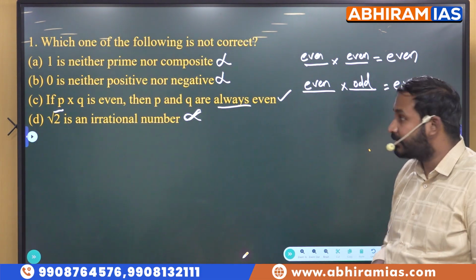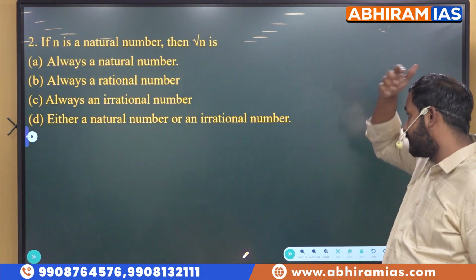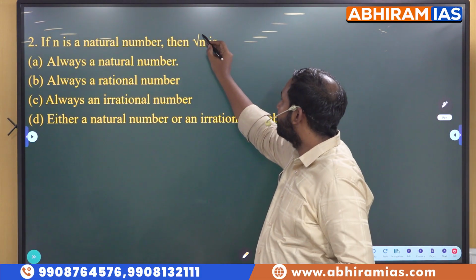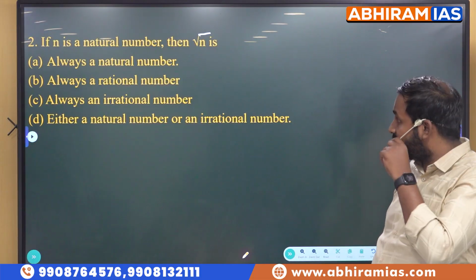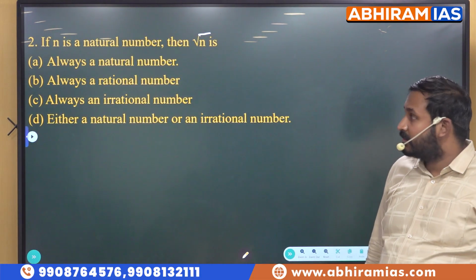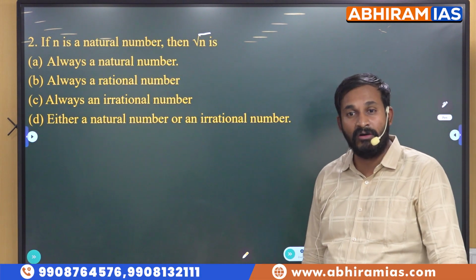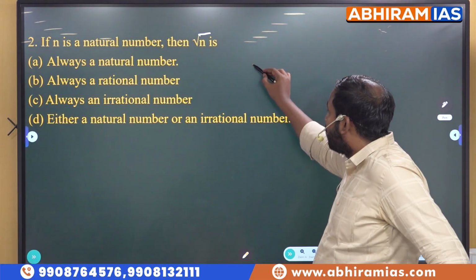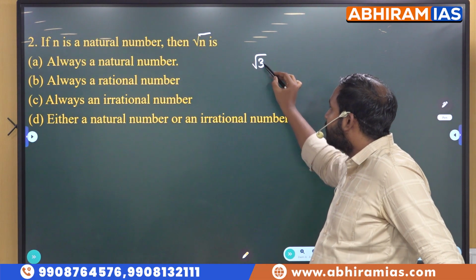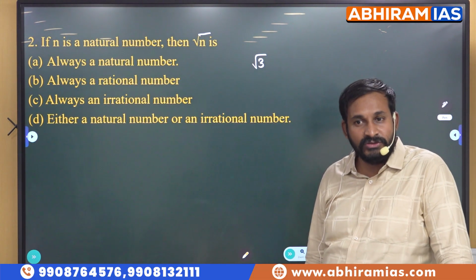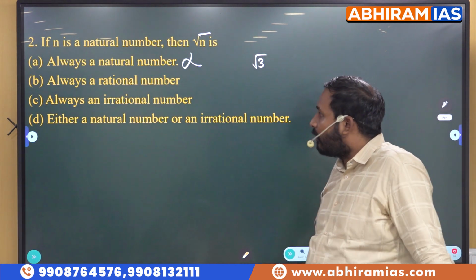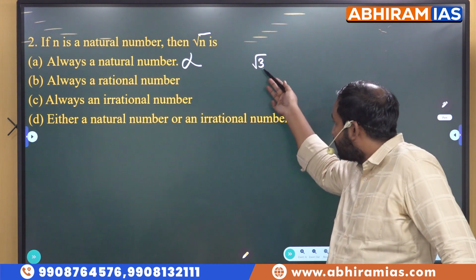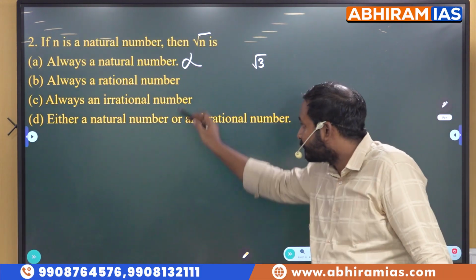Okay, right? And next question, please see that. If n is a natural number, then root n is always a natural number? Always? See, we all know root 3. Here 3 is a natural number. Is root 3 a natural number? No. Then that is gone. Always a rational number? No. Best example, root 3 only.